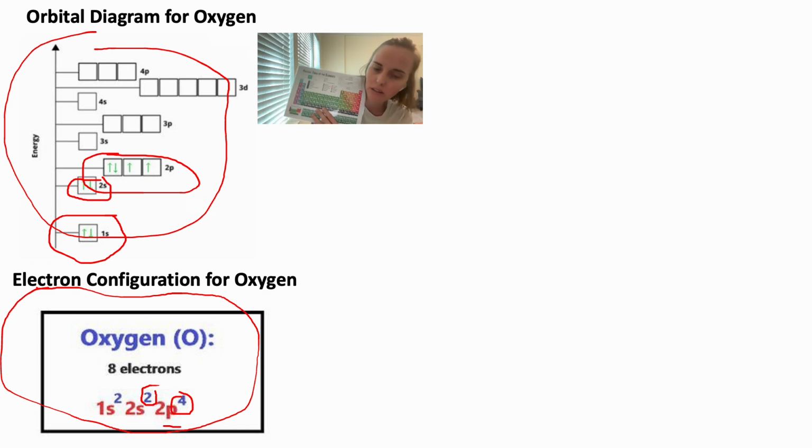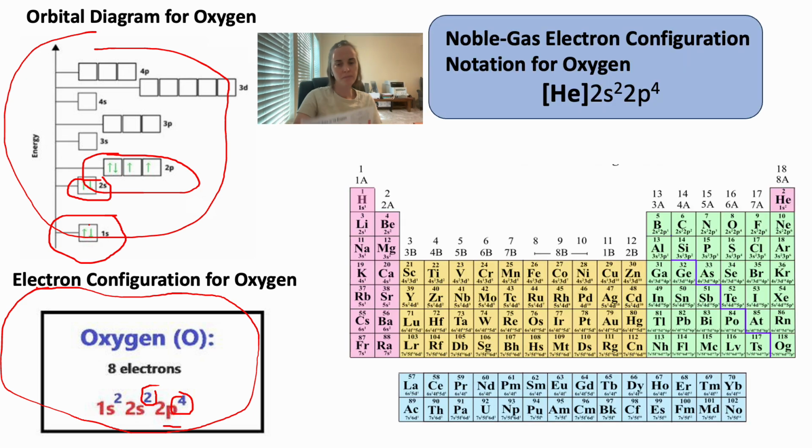And if you don't understand those numbers, you can also look at these orbital diagrams and write it from there, because you have 1s2, 2s2, 2p, 1, 2, 3, 4, 2p4. Just to make things a little more fun, you have your noble gas electron configuration.